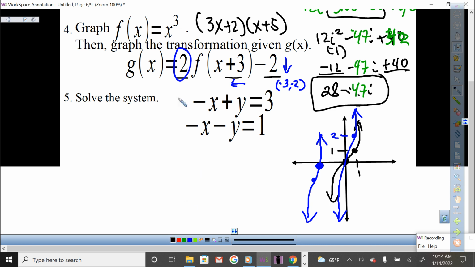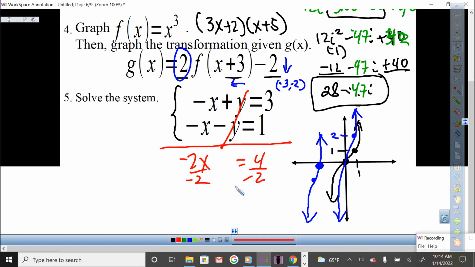And last but not least, the system. Which method did you use to solve this system? Diego. Okay, which method would you use to solve that system? Kevin, help him out. What method? Subtract the x, you can't, the y. Okay, yeah, so you cancel the y's. So that leaves us with negative 2x equals 4 divided by negative 2. So x equals negative 2. Yeah, that's called elimination, guys.